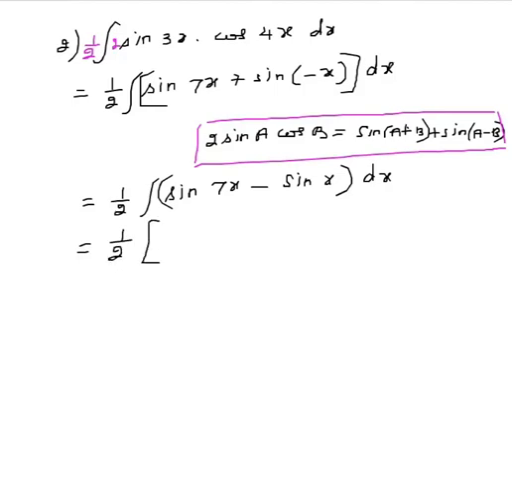Half into integral of sine 7x is minus cos 7x divided by 7, the coefficient of x, minus integral of sine x is minus cos x, which makes it plus cos x, and plus c.